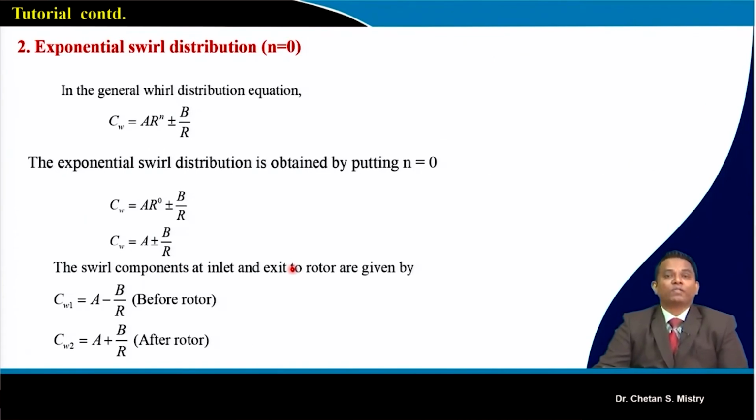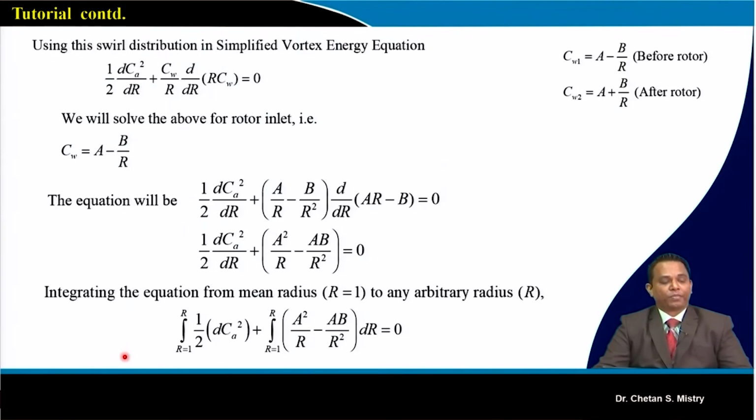If we consider this, we say n is equal to 0. So in the equation, writing n equal to 0, Cw1 is given by A minus B by R, and Cw2 is given by A plus B by R. So at the entry we consider A minus B by R, and at the exit of my rotor it is A plus B by R. These are the two whirl components we have come up with.